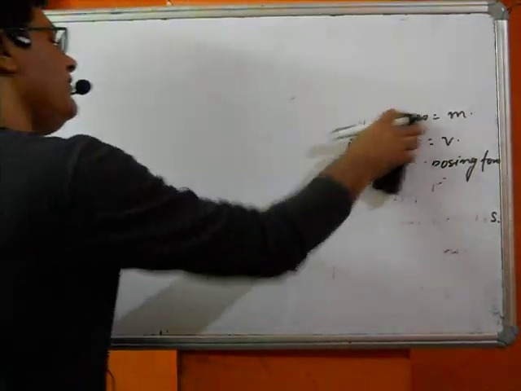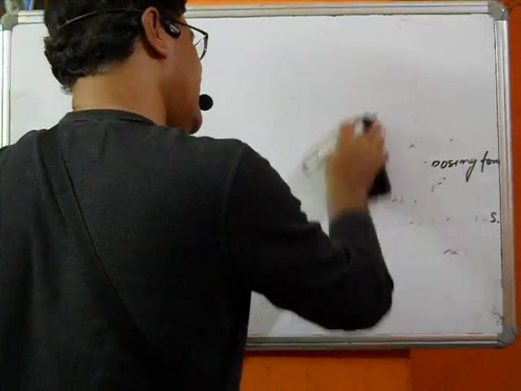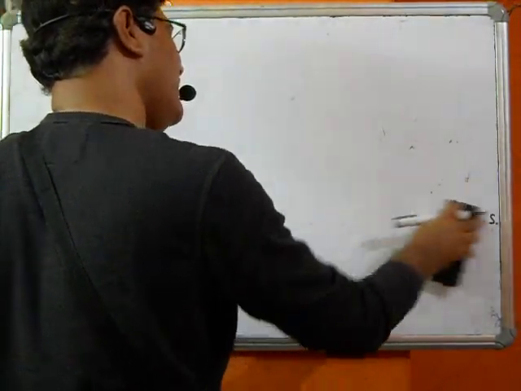See, from our deduction we understood how kinetic energy is measured. Kinetic energy is measured as half m v square.